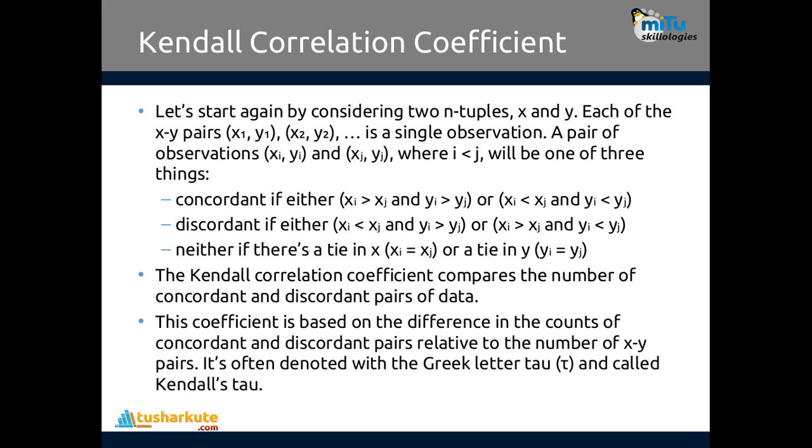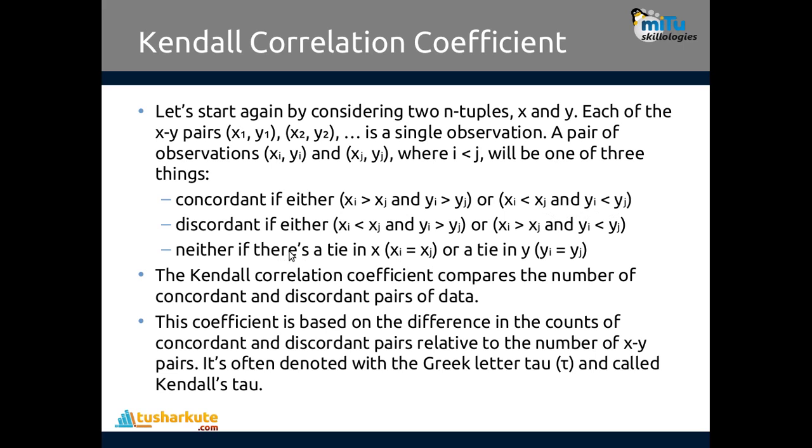So for Kendall, let's start again with two tuples x1 y1, x2 y2, like we have many observations. It's somewhat complicated, but okay: xi yi, xj yj, where i is less than j, and one of three things is present. Which one? Concordant, if either x of i is less than x of j and y of i is greater than y of j, or x of i is less than x of j and y of i is less than y of j. Okay, first one concordant.